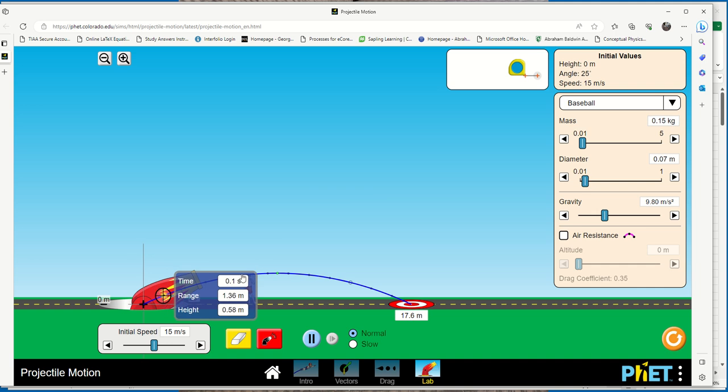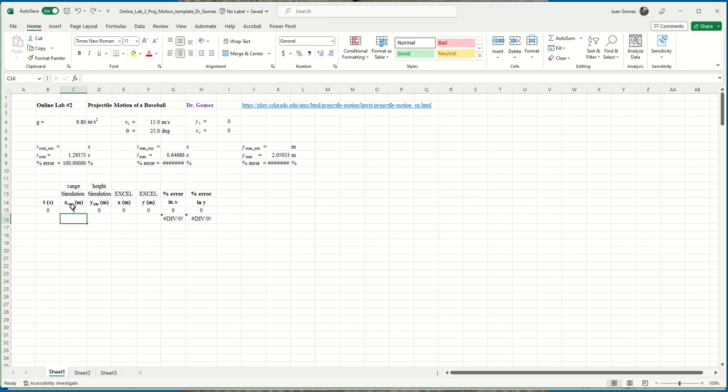Now here my time is 0.1. The range is x. So that is the x value from the simulation. That is xsim. The height is y. That's the ysim. So notice it's 1.36 is x and 0.58 is y. Let me go ahead and enter them in. 1.36 and 0.58, and I know the time was 0.1.